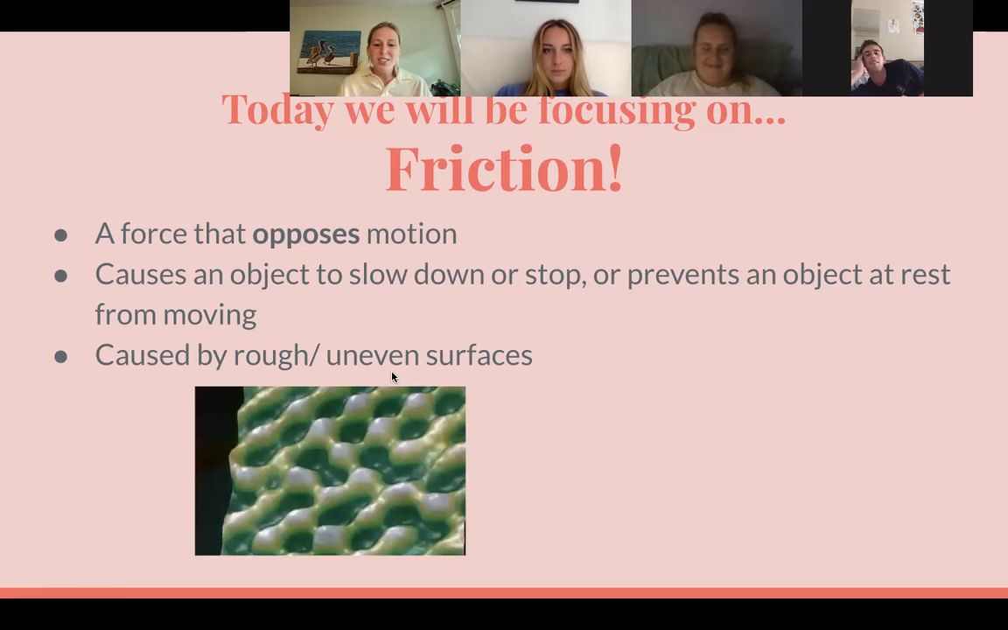So I have two images down here. First, this one on the bottom here. It kind of looks like this slimy substance. This is a zoomed in image of a very common substance. Does anyone have a guess as to what this is? Grass? It's not grass. That's a really good guess.